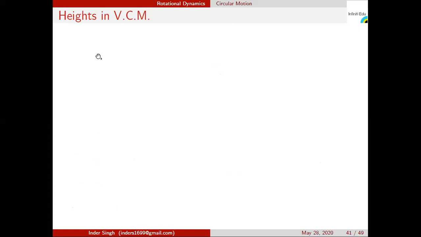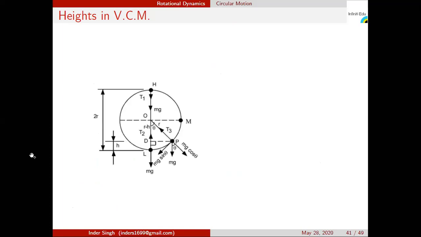Next is height in VCM. We have already covered this concept. This is the overall diagram for the calculation of height in VCM. The height at position A, the top position, is 2r. The height at position B, the bottom position, is 0. The height at position C, the midway position, is r. In general, the height formula is h equals r multiplied by 1 minus cos theta, where theta is the angle measured from vertically downwards.